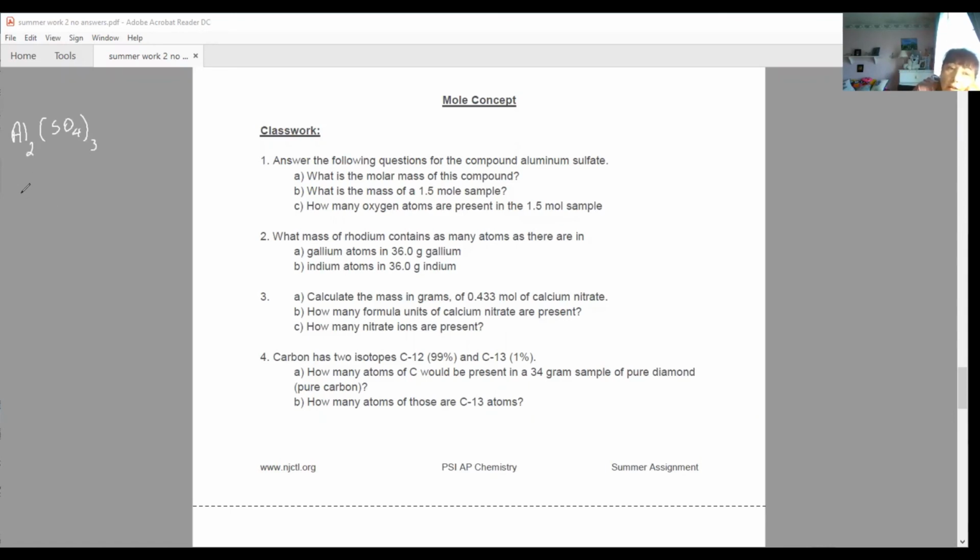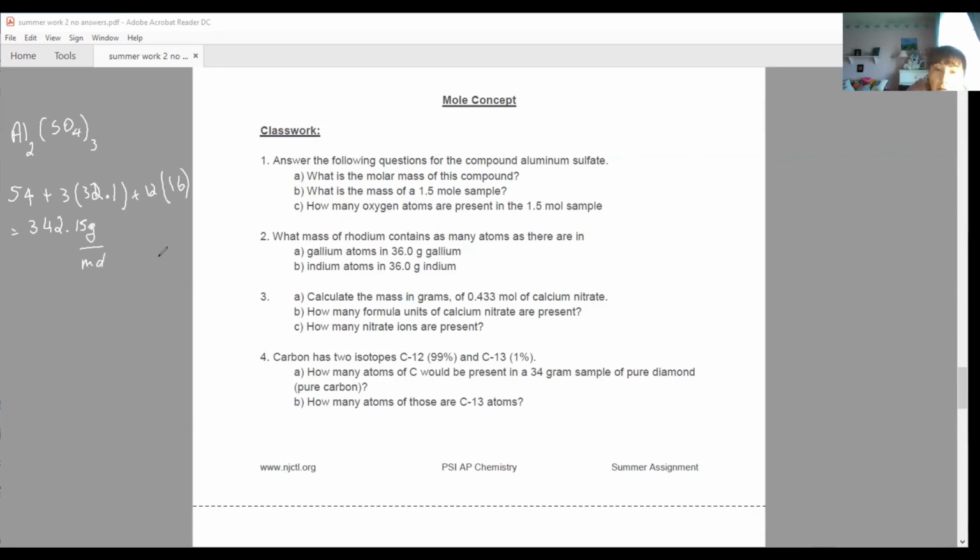So this is 27, yeah, 27 times 2, so this is 54, plus 3 times 32.1, I think. Let's check, yeah. And then plus 12 times 16, you add them up and you have your mass. And this is 342.15 grams per mole.